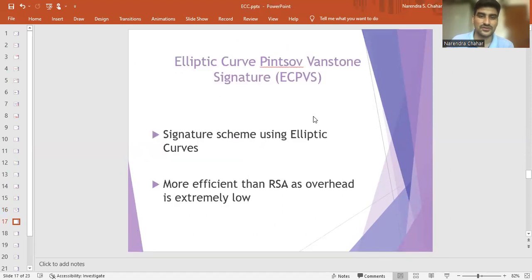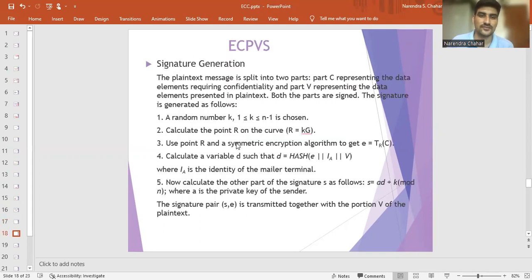Now we talk about the elliptic curve Pintsov-Vanstone signature. So this scheme uses elliptic curves. This is more efficient than RSA, and the overheads are extremely low here. When we talk about this, we choose a random number, we calculate the point R on the curve, then we use R and a symmetric encryption algorithm to get the e. Then we calculate a variable d, which is like a hash of e, I_A, or v here. So I is the identity of the mailer.